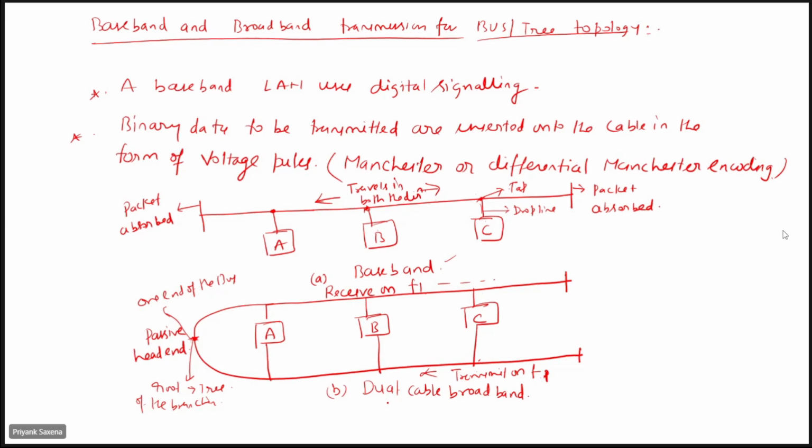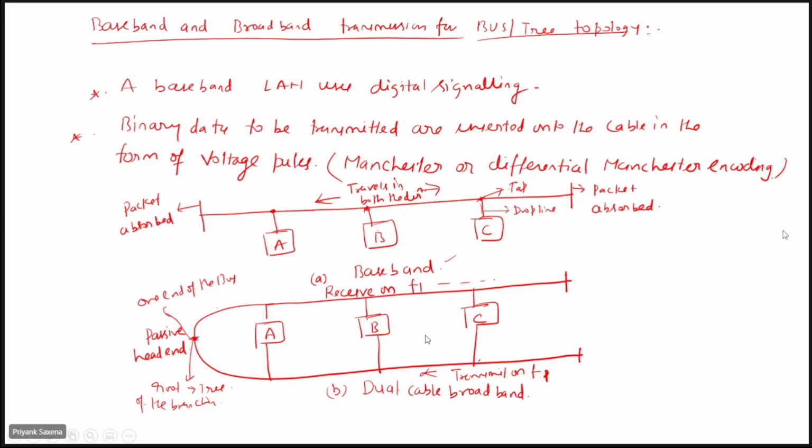As you know, broadband is unidirectional. So when you are transmitting data, how can you get a feel of bidirectional data transfer, since broadband is unidirectional? There are two possibilities to use a broadband. One is called dual cable broadband. There will be one cable on which transmission will occur, and on the other cable the reception will occur, and there will be a passive head end through which the cables will run.